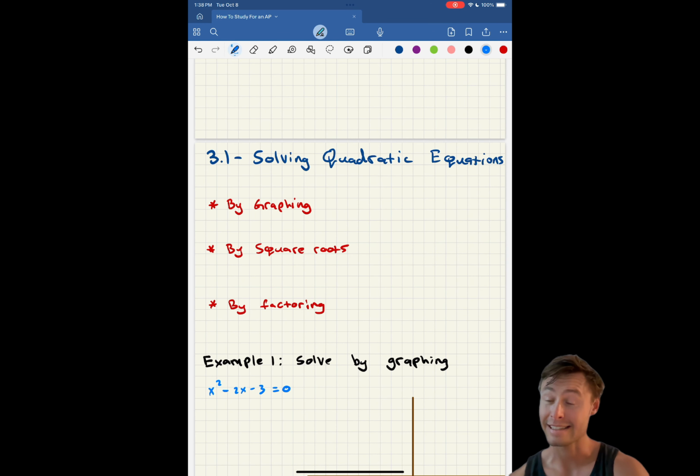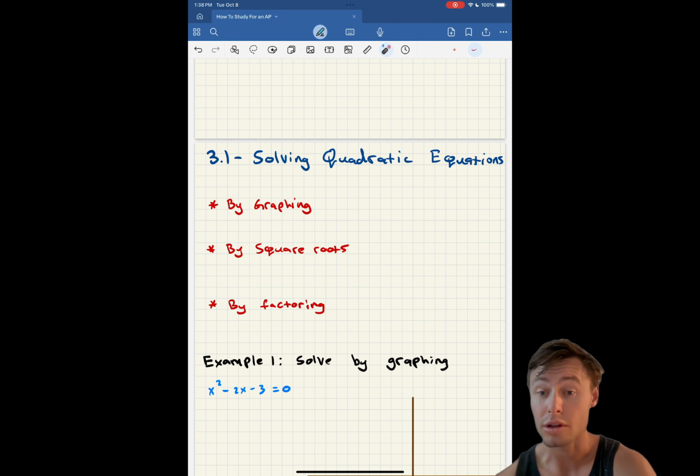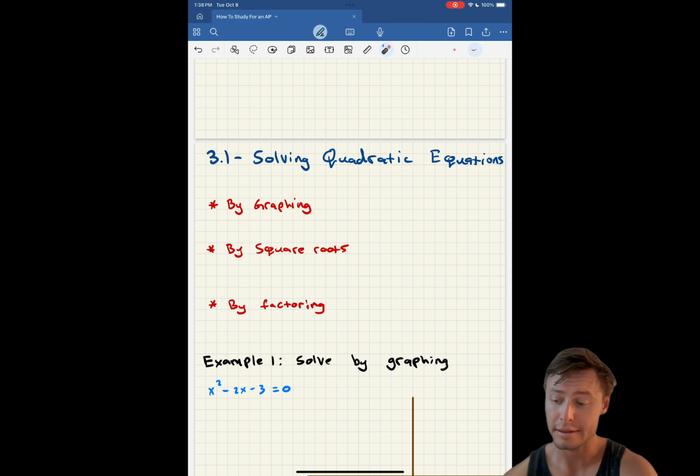Okay, so today we're looking at section 3.1, which is solving quadratic equations. Up until this point, we've been manipulating quadratic functions. We've been talking about their features, like their x-intercepts, their y-intercepts, their vertices, axis of symmetry. And now in this section, we're actually going to go into solving equations involving quadratics.